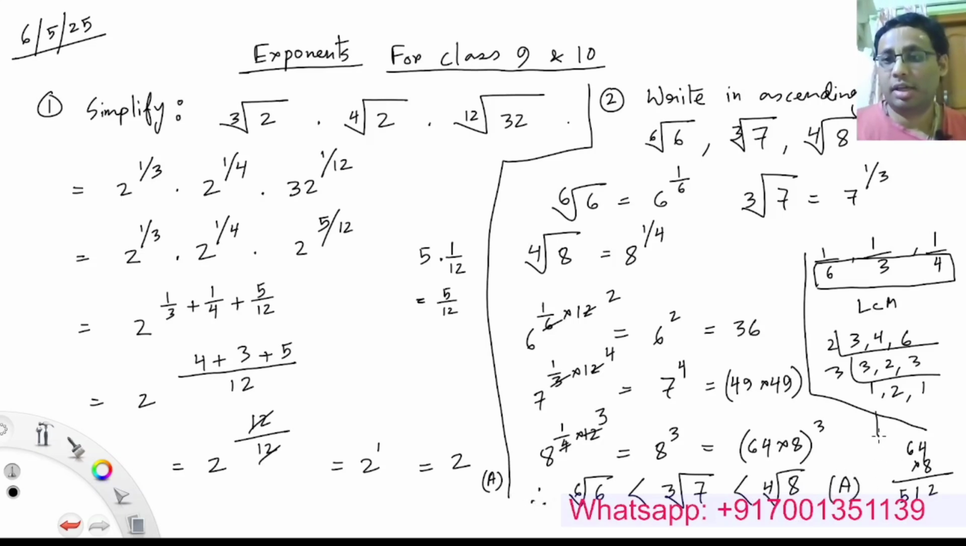You got it? I did not calculate that much. I just assumed how much that will be. 64 into 8 will be 512, and if you do 512 into 512 into 512, that will be a tremendously large number. That will be the largest. So in this way, you have to solve these two types of questions.